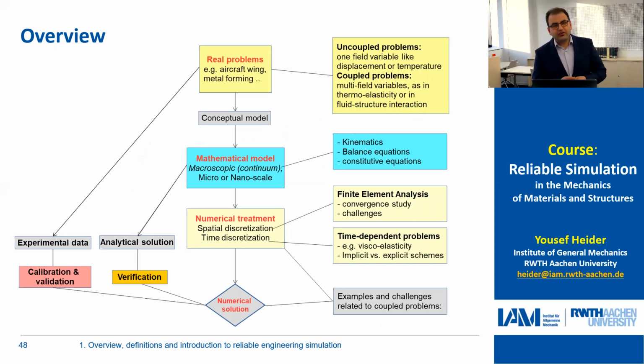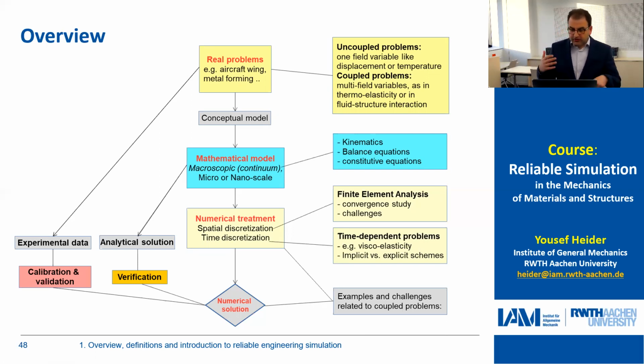So let's go back to this overview. We have, as I said, a real problem, as you see here, which could be coupled or uncoupled. So we talked about the aircraft wings. It's an uncoupled problem. We have only the displacement as a variable. But we could also have coupled problems, as we will see in the course. The coupled problems will include, for instance, thermoelasticity or fluid structure interaction.